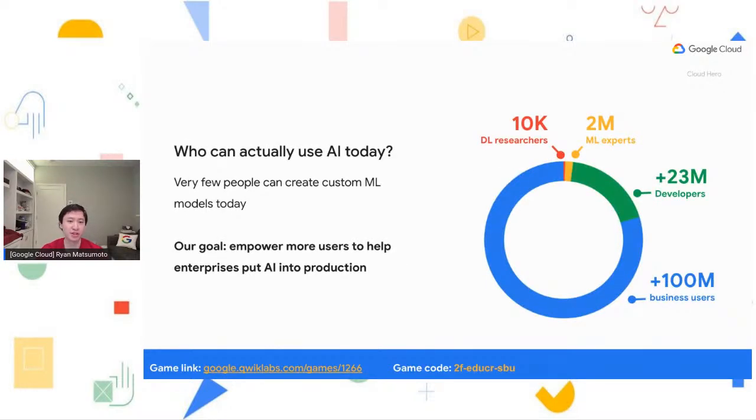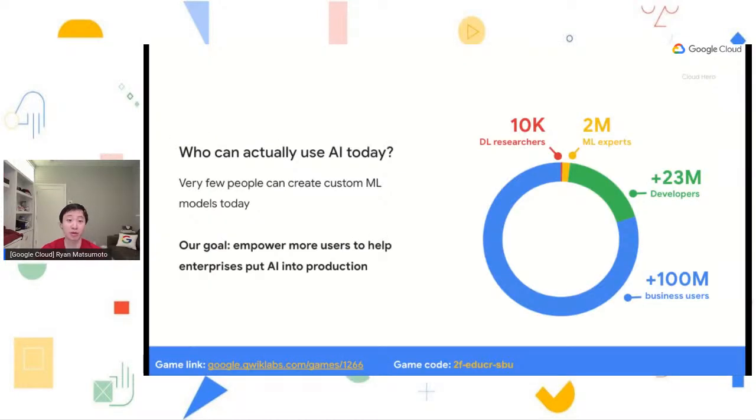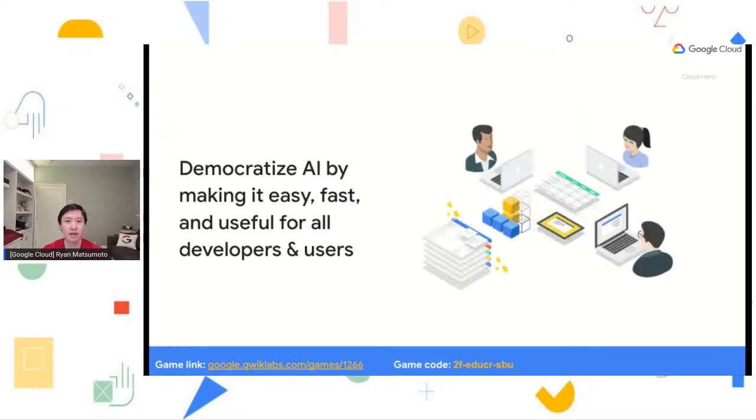One of the challenges with AI and machine learning is that very few people actually have the experience to create custom machine learning models and to deploy them. So one of Google Cloud's big goals recently has been to empower more users to take advantage of AI and machine learning, even if they themselves don't have much experience with it. We want to democratize AI by making it easy, fast, and useful for all developers and users.